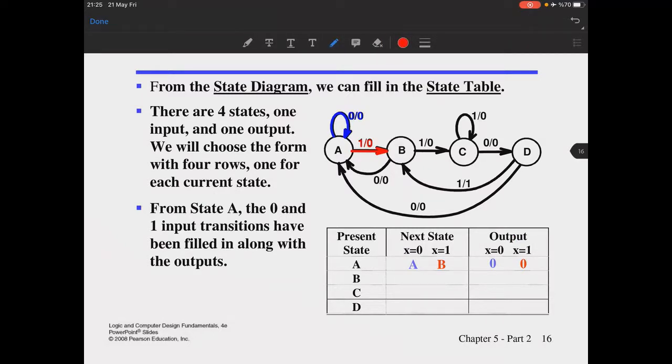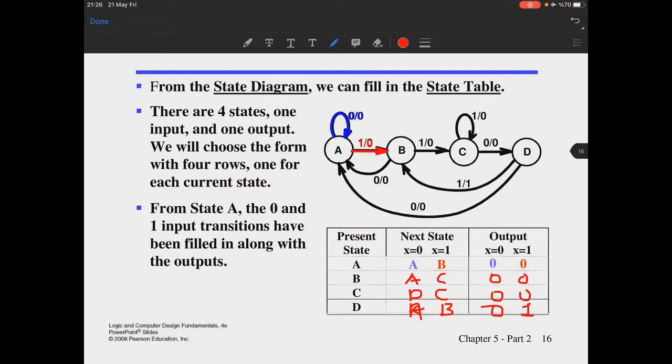diagram. So when you're at B, for example, if you have 1, you go to C. If you have 0, you go back to A, giving 0 output. And when you're at C, with 0, you go to D. With 1, you go to C again, giving these outputs. And for D, if you have 1 here, you go to A giving 1. And if you have 0 here, you go to A giving 0.